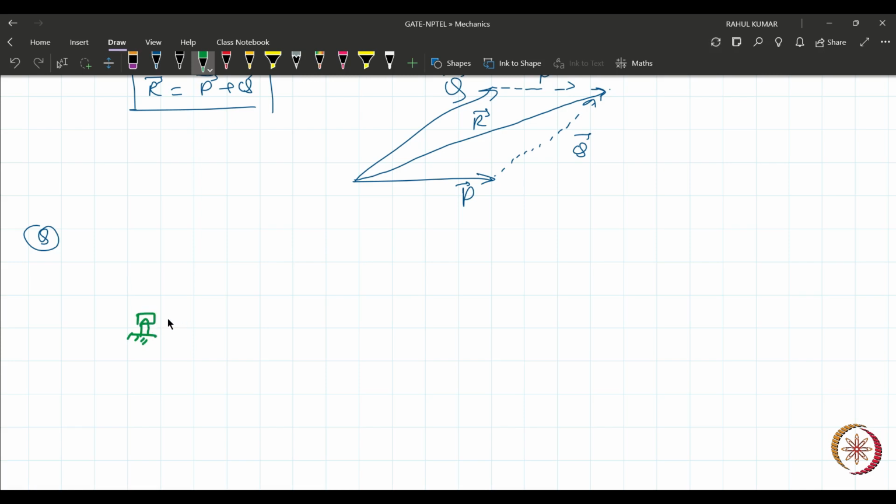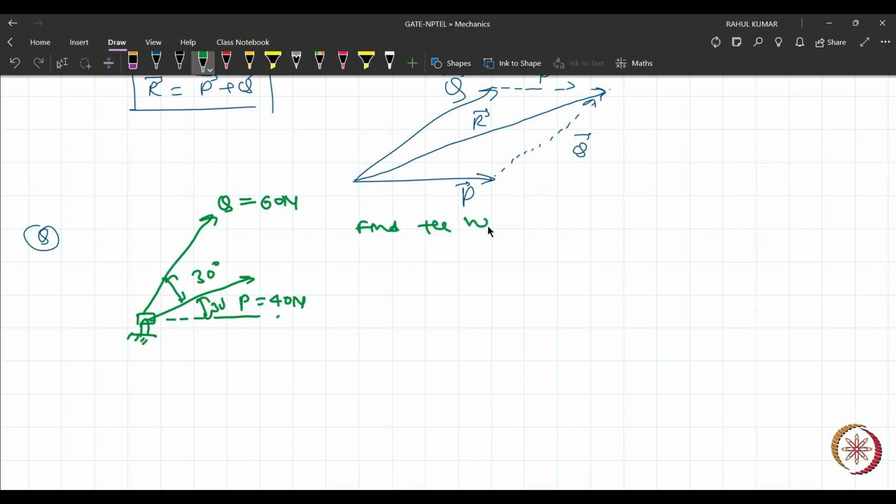Okay, and we are applying a force P of 40 Newton, and there is another force Q, which has a magnitude of 60 Newton, and the angle between these two forces is 30 degree and this one is 30 degree. Okay, now find the net force acting on the bolt.